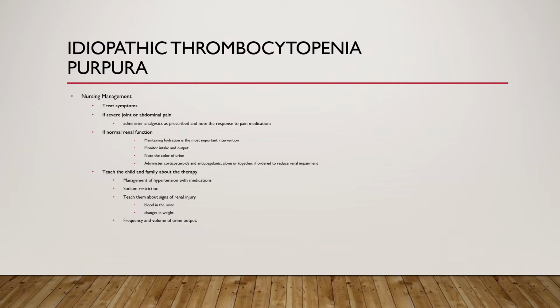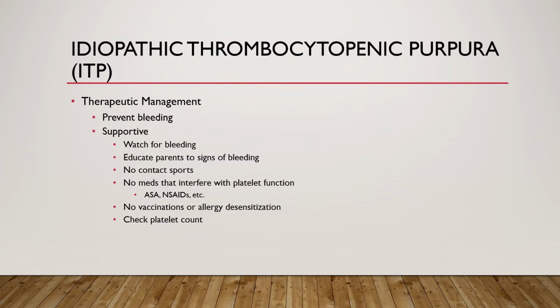Big thing here, often we give the children IVIG. They come in every day for 2 to 3 days, and that actually coats the platelets and protects them from being destroyed. And so the children may get this once a month for a while. If that doesn't work in the long run, they may do a splenectomy so that that doesn't happen anymore. Watch for bleeding: no contact sports, no aspirin, no vaccinations, no allergy desensitizations. Otherwise, we don't want to go sticking them when they could bleed all over the place.